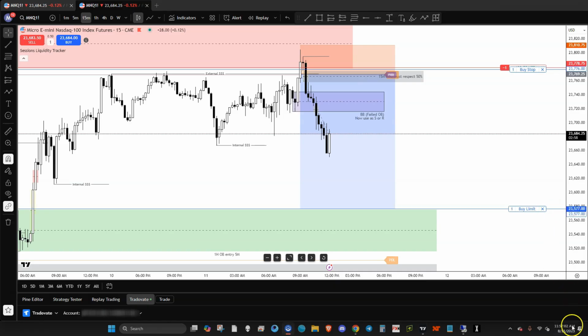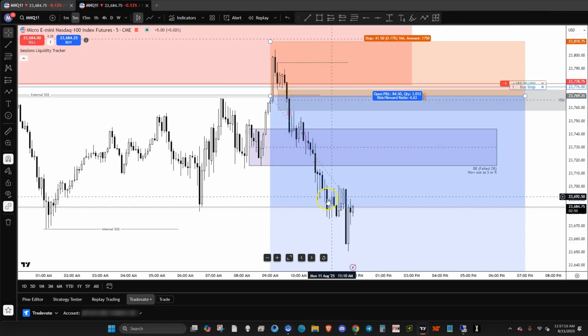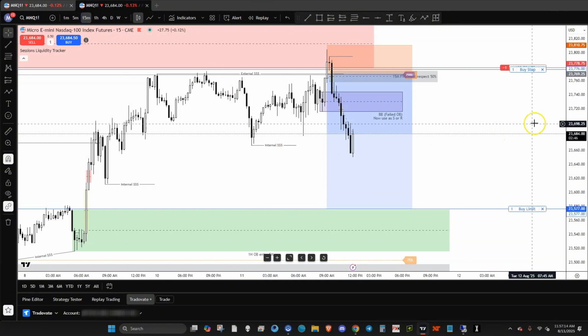Alright guys, so it's almost 12 p.m. Market is literally just dying right now. There's really nothing going on. This looks like it's just probably gonna consolidate at this point, so I'm just gonna close it.